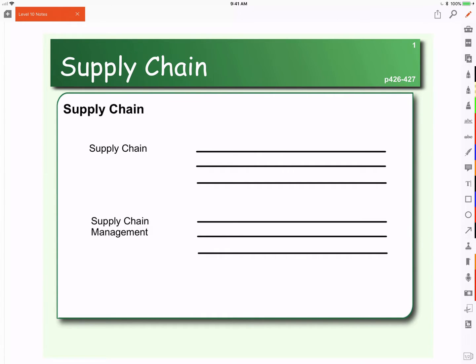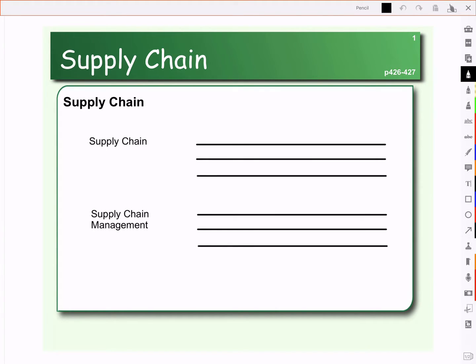For this level, we're looking at supply chain management. So let's define a couple terms. When we talk about supply chain, we're talking about the sequence of organizations, their facilities and activities. So everything that is involved in producing and delivering a product.